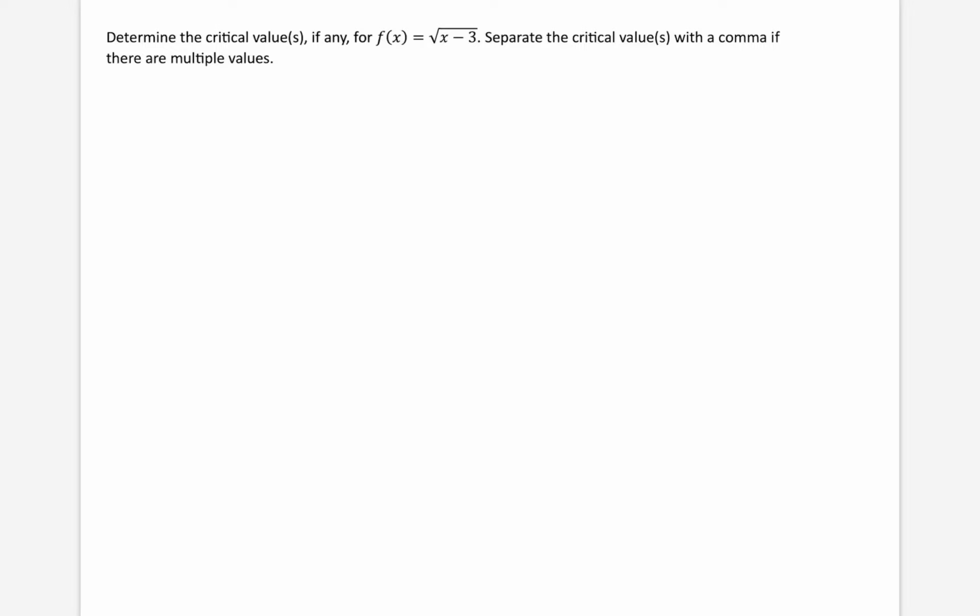So let's determine the critical value or values, if there are any, for f of x equals the square root of x minus 3. Well, the critical values of a function are going to be the values in the domain of the function that make the first derivative equal to 0, or that make the first derivative undefined. So what is our domain of this original function?